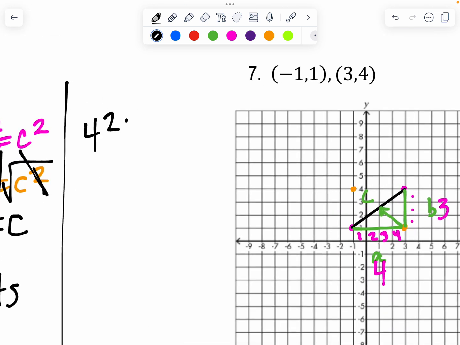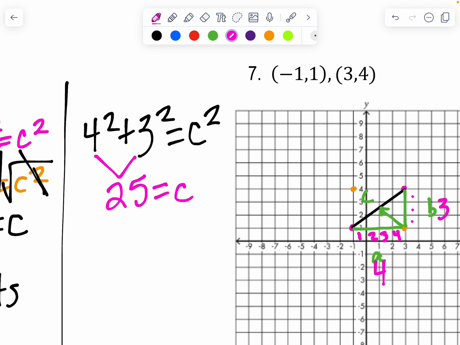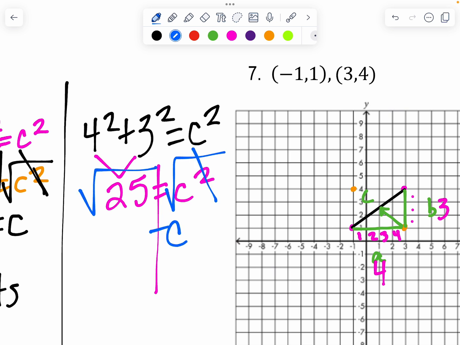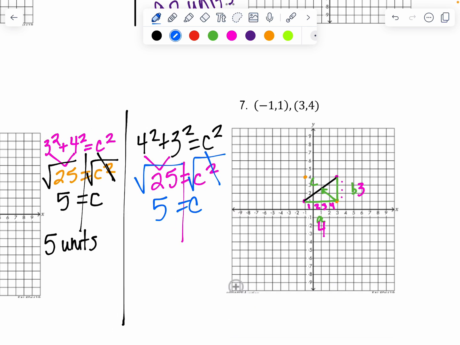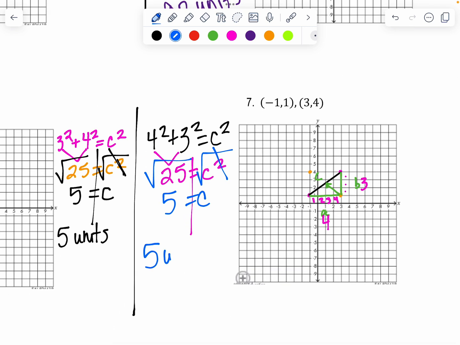4 squared plus 3 squared equals C squared. 4 squared is 16, 3 squared is 9, 16 plus 9 is 25. Got to get C by itself. We square root it, C equals 5 again. 3, 4, 5 triangle.